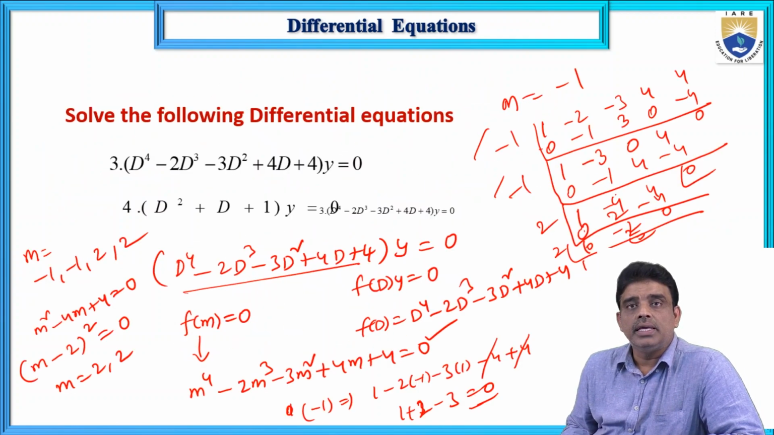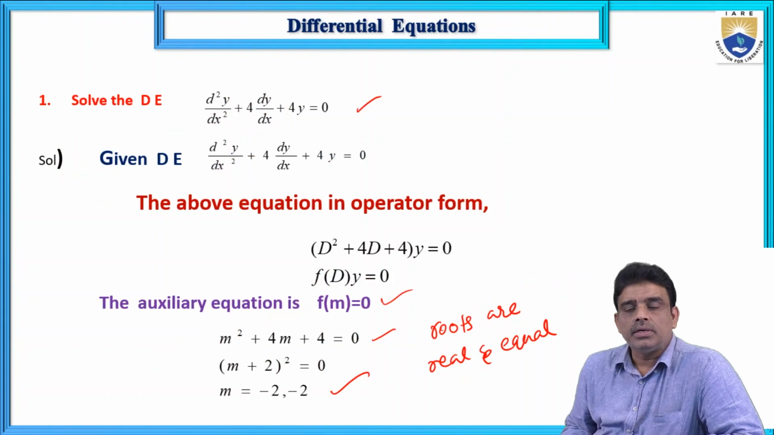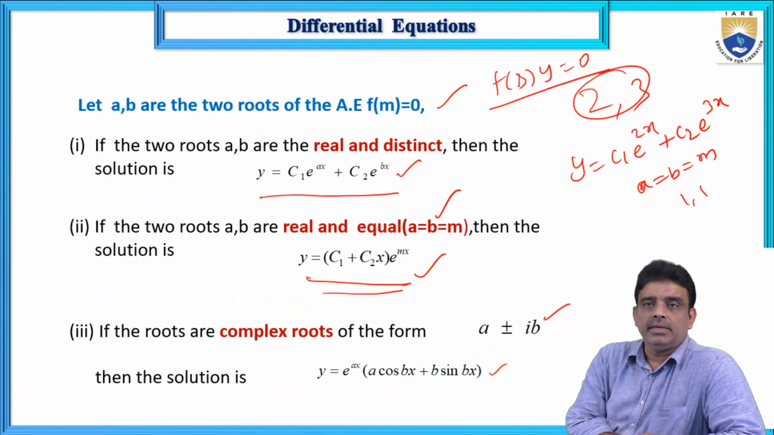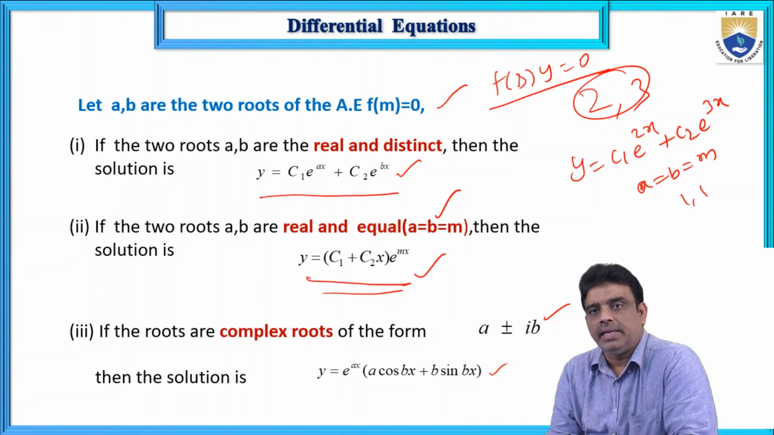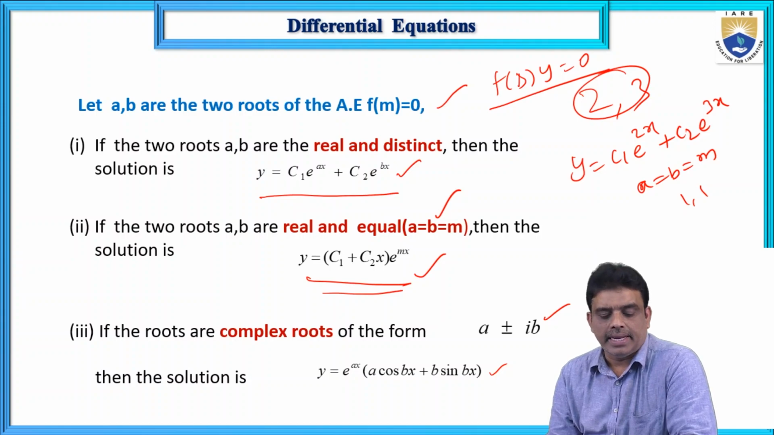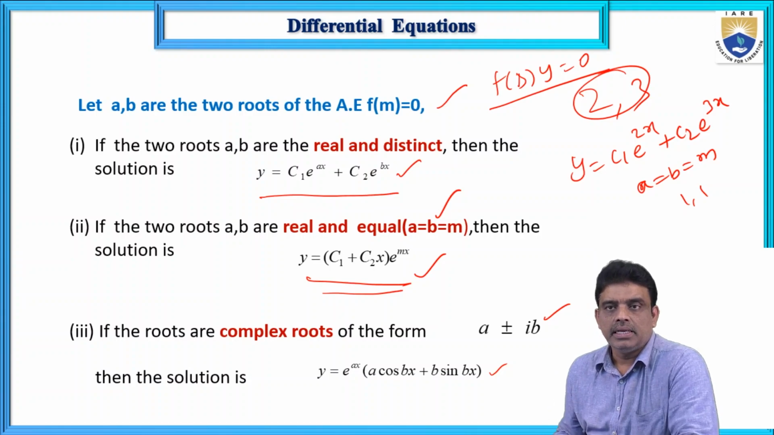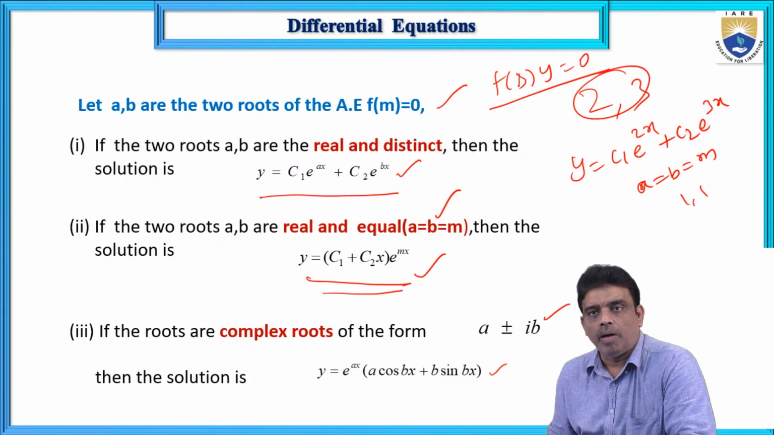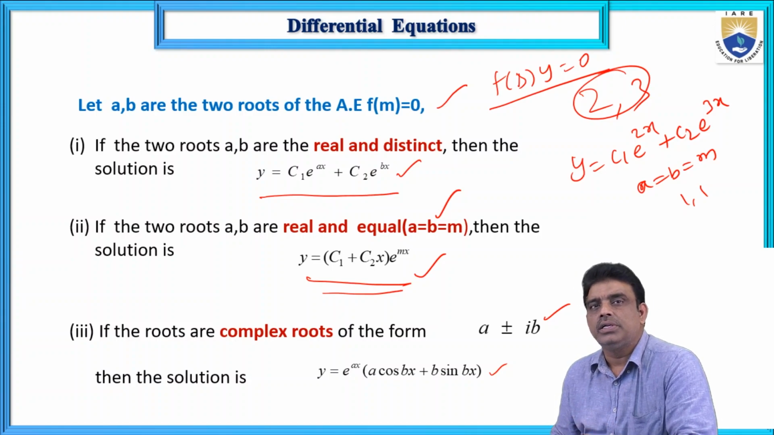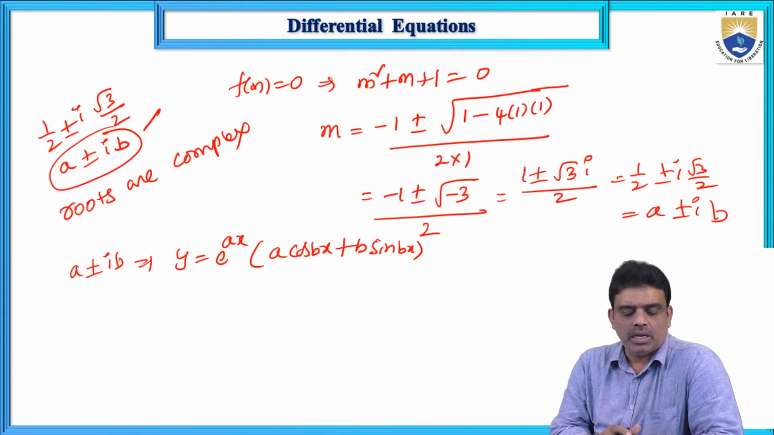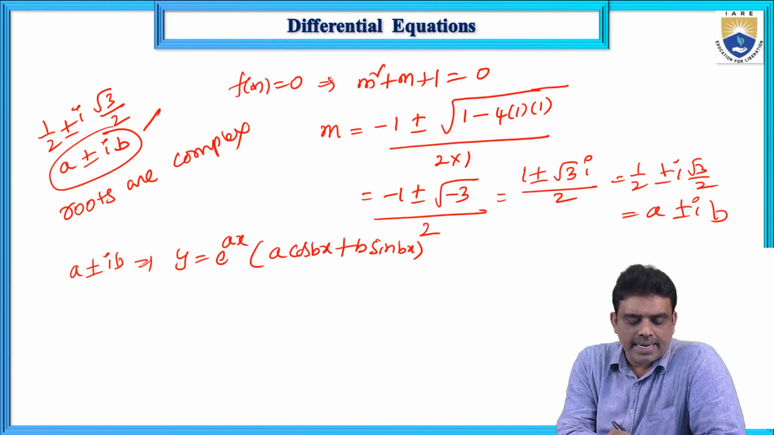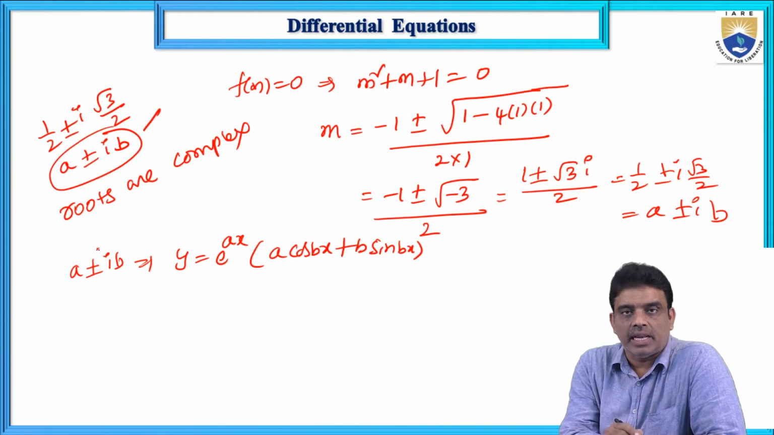I will show you here the solution. So that is case number 3. When the roots are complex roots of the form a plus or minus ib, then the solution will be in the form y is equal to e power ax into a cos bx plus b sin bx. That is the solution when the roots are complex roots. The repeated roots come under case number 2. So now the roots are complex roots, and a is minus 1 by 2 and b is root 3 by 2.